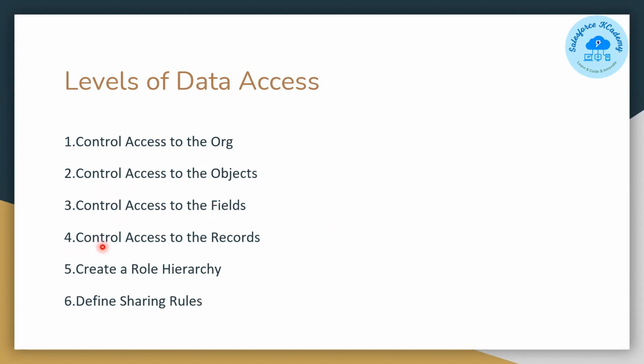Then there is controlling access to records. A few records can be seen by everyone, and a few records can be seen only by particular people. We'll come to that. This is a huge topic, but an easy topic. Then comes the role hierarchy and defining sharing rules. We'll see what roles and sharing rules are. Today we'll cover controlling access to the org and controlling access to the objects.